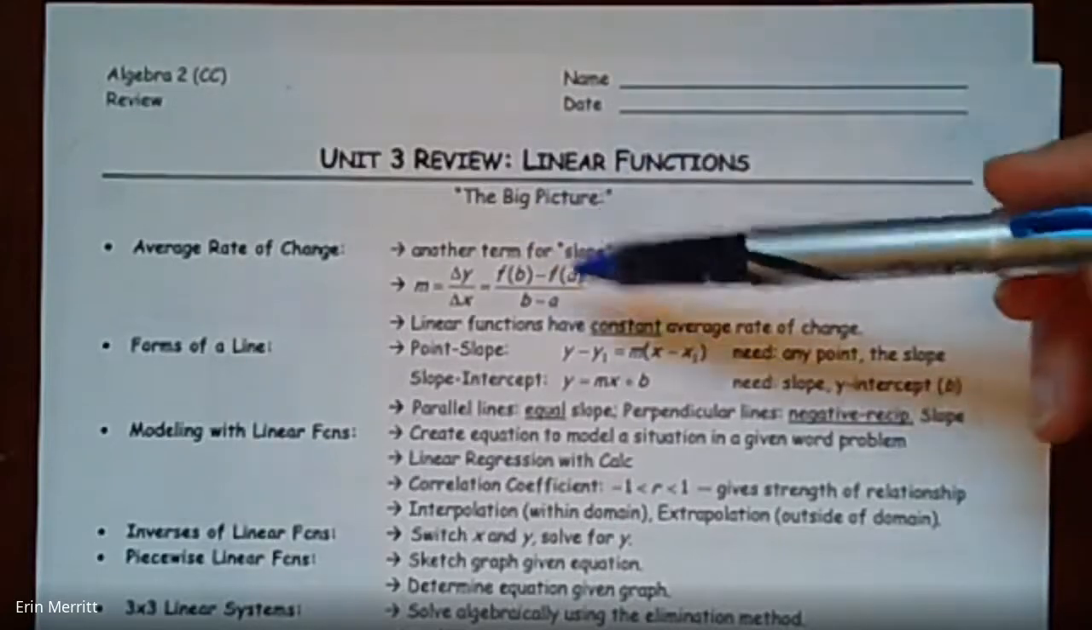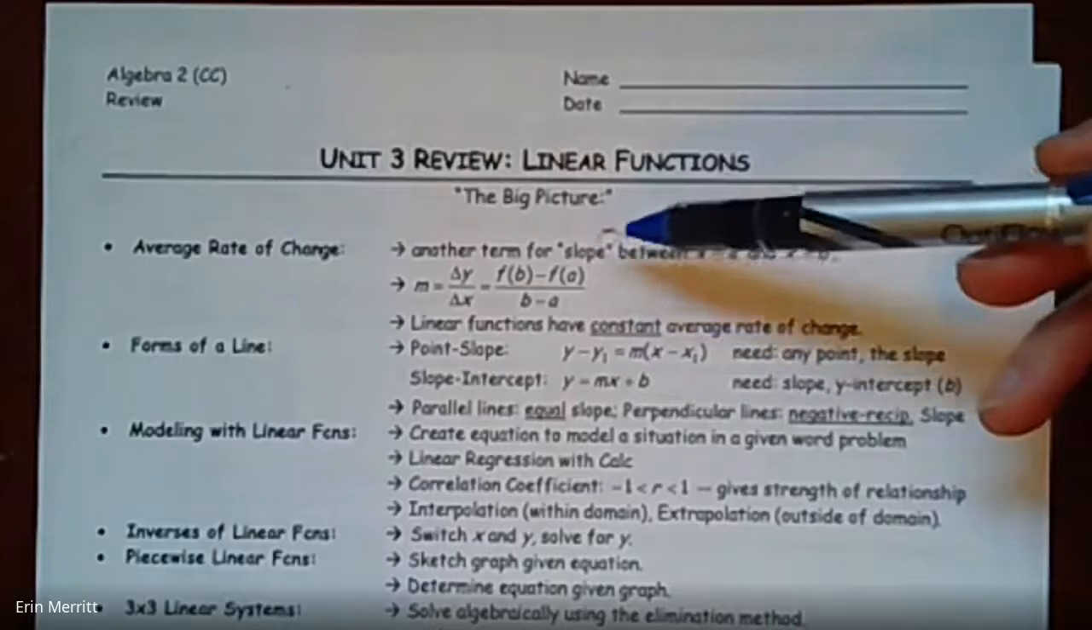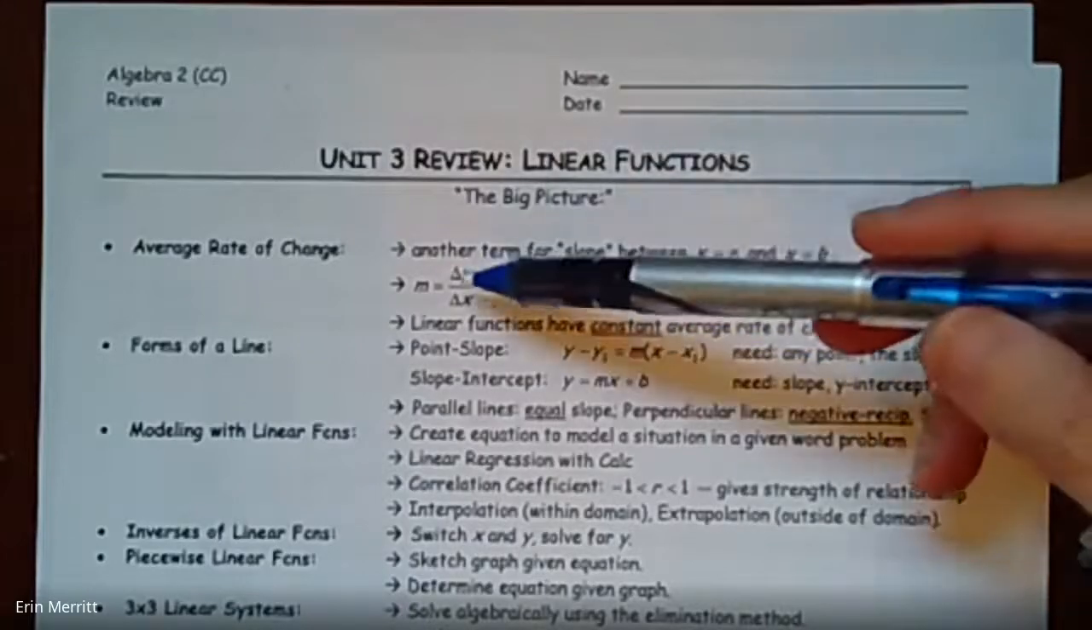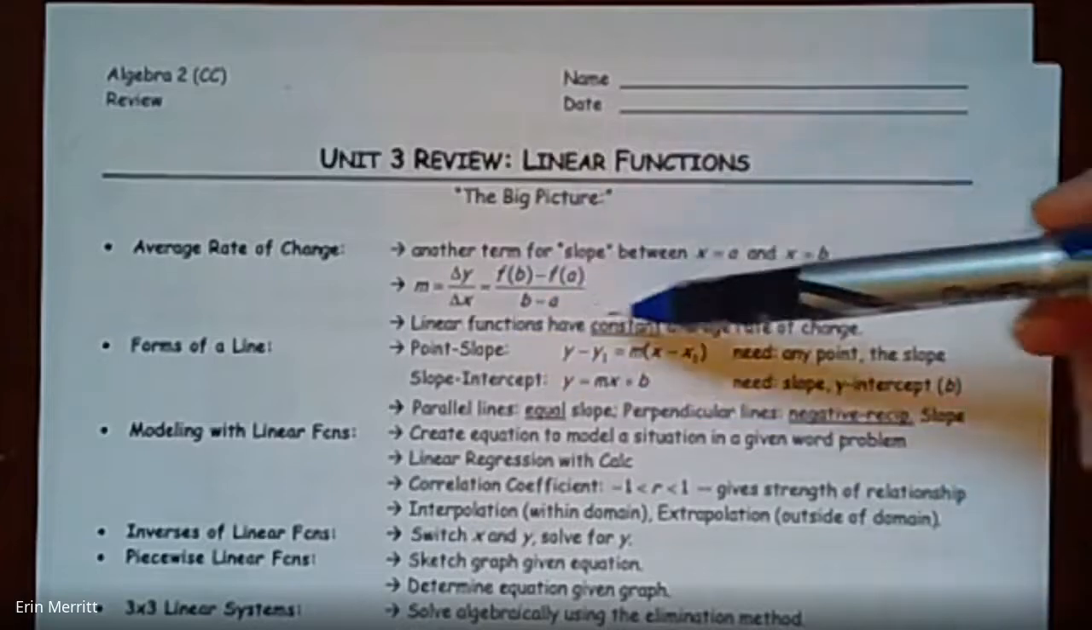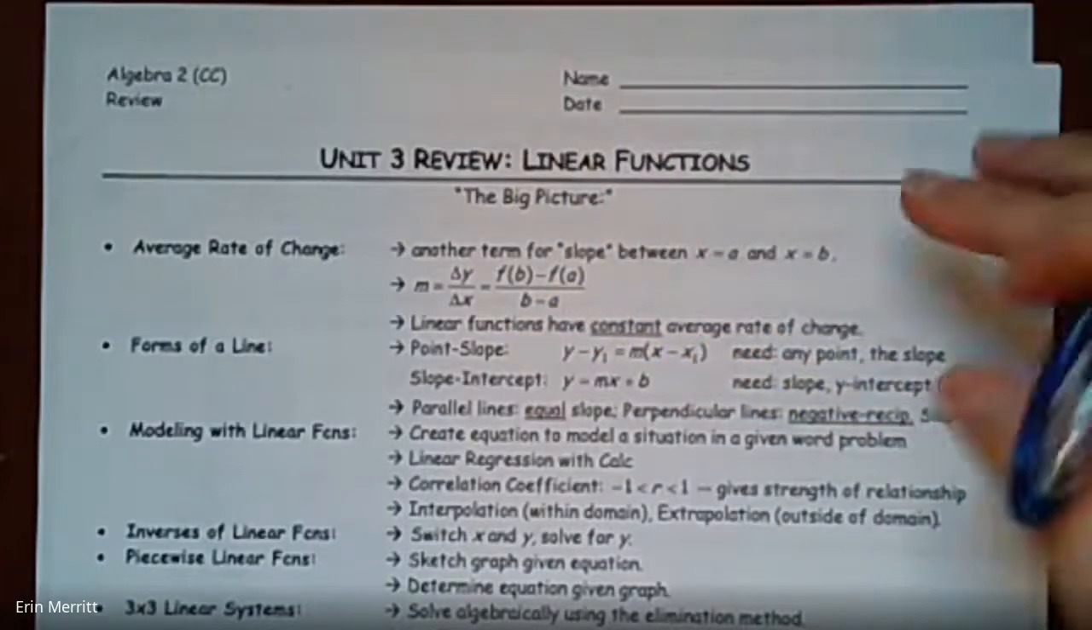From day one, the average rate of change, that is synonymous with slope. So if you can calculate change in y over change in x, you should be golden there, all right? If it's a linear function, you should have a constant rate of change or a constant slope.